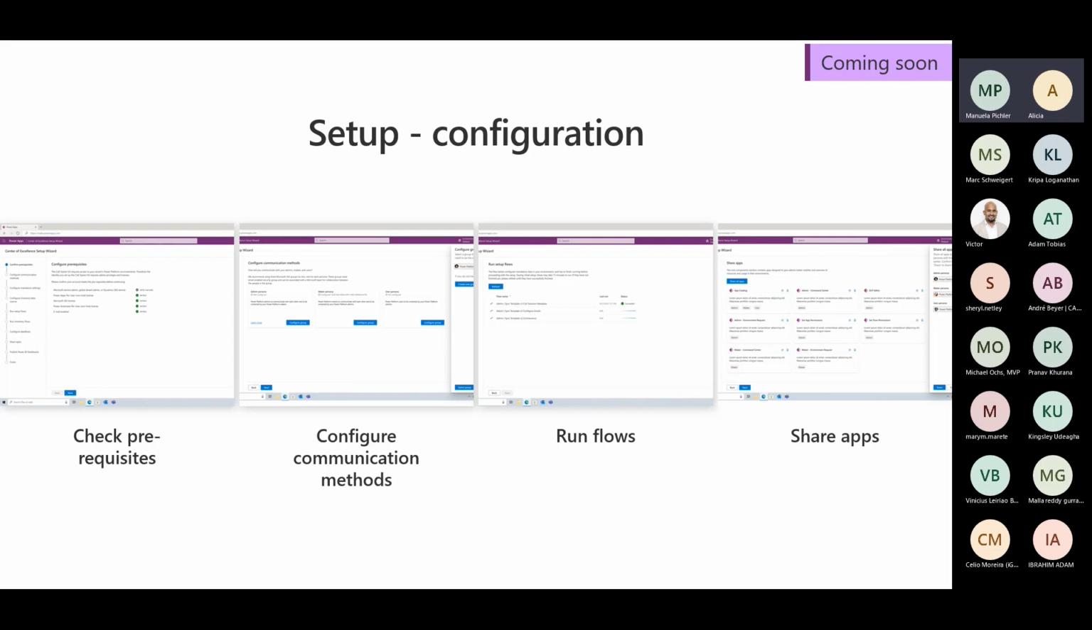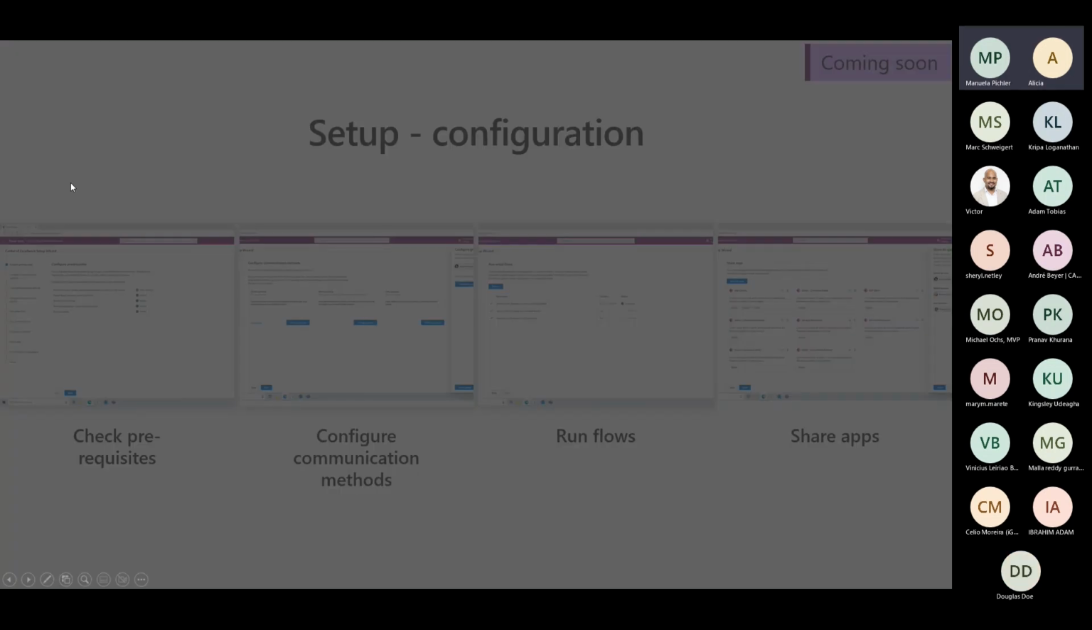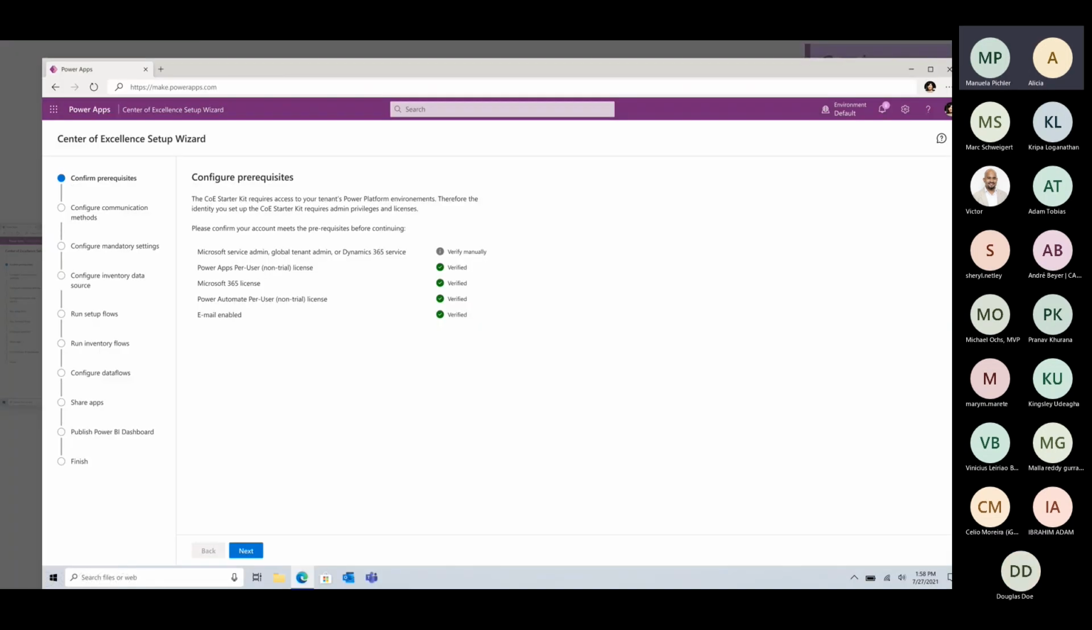If you could click next to get the animation, to get some of the pop-ups going one more time. Yeah. So as you launch the app, it will check that the prerequisites to install the kit are fulfilled. So we'll check that you've got the right licenses. Next, please.